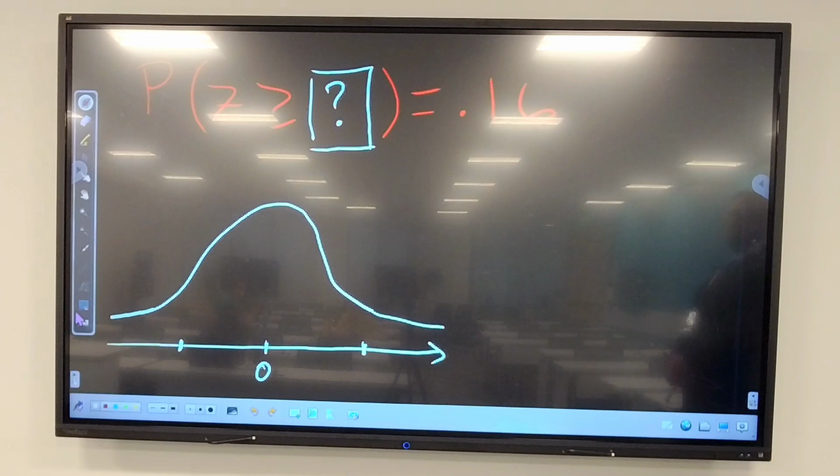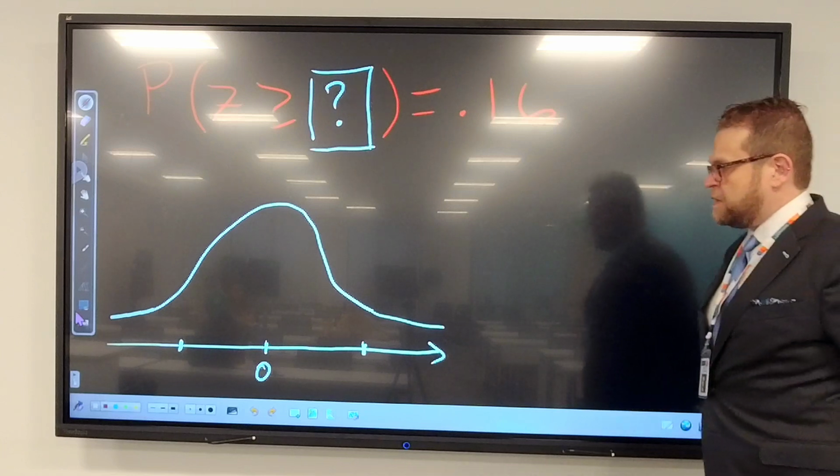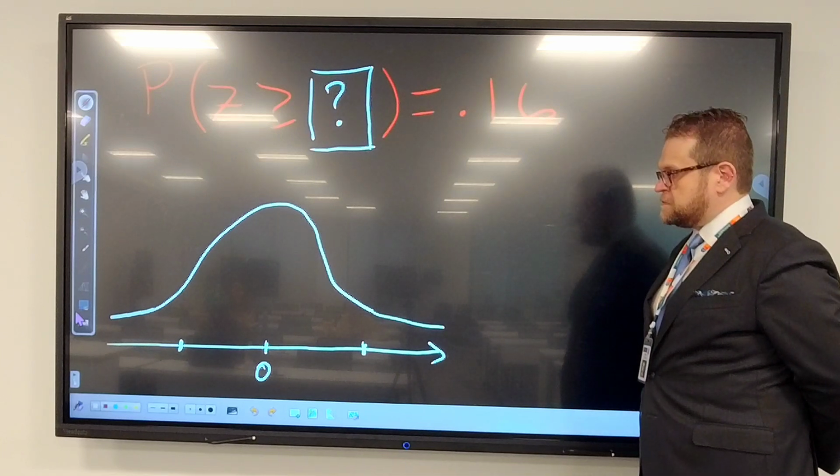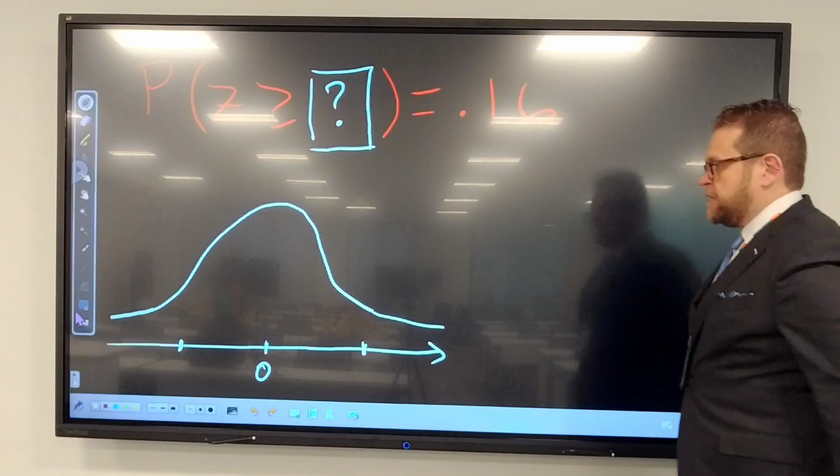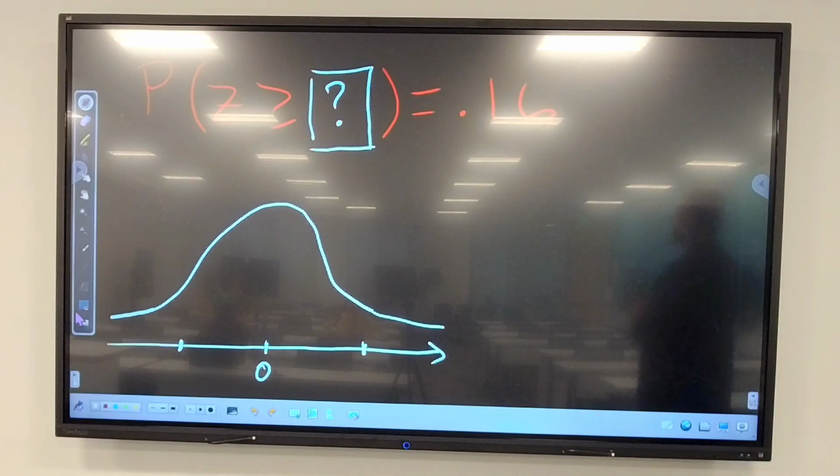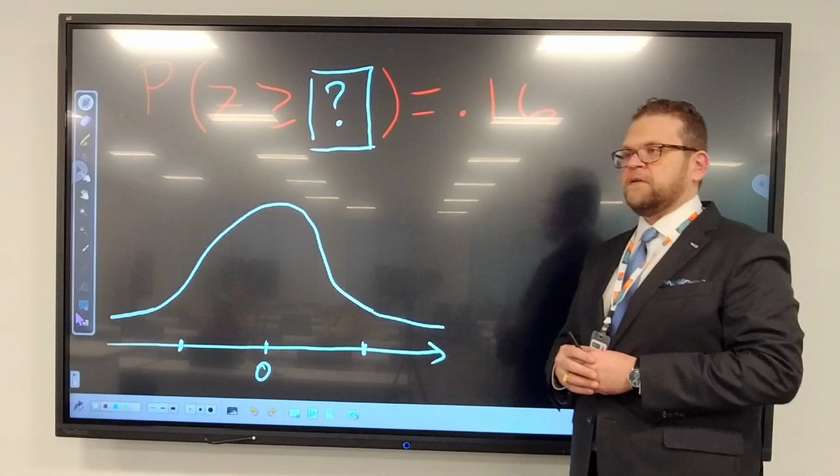And our area here is 0.16. What is that as a percentage? 16%. Okay. So which one's it going to be and why? The one on the left or the one on the right? It's going to be on the right because of the sign. It is the one on the right, I'll give you that. But it's not because of the sign.